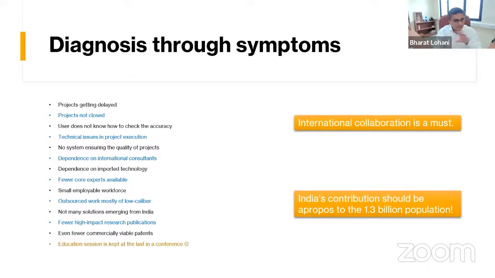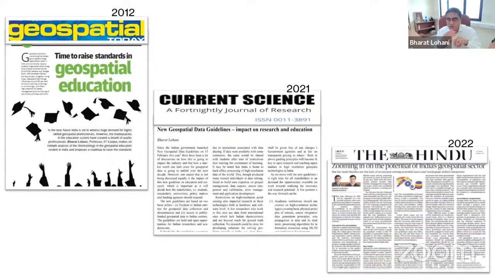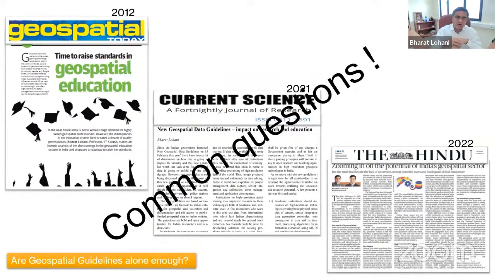Now, the reasons for this can be many. However, one very important reason is the educational system that we have in India, and especially in geospatial. Let me show you a few examples here, because I have been talking about these issues since 2012 when I wrote one article. Then last year also I wrote an article in Current Science. This year also, with Mathur Saab, we wrote an op-ed in The Hindu.